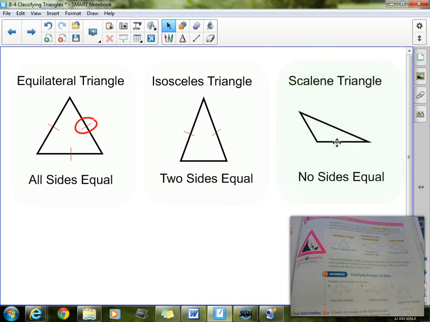Finally, I'm sure you can imagine, the last triangle we're going to be talking about is called a scalene triangle. Now, a scalene triangle simply means no sides are equal. So you see on this, none of the sides have those lines, so all sides are different lengths. And so that is how you would classify. So all triangles would fit into one of those three categories.